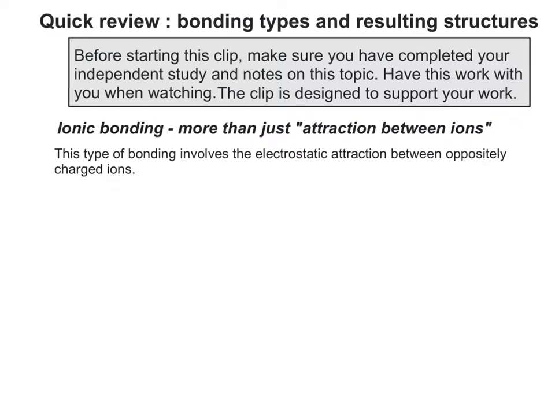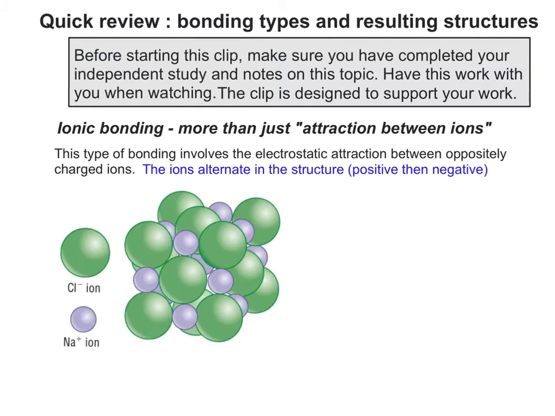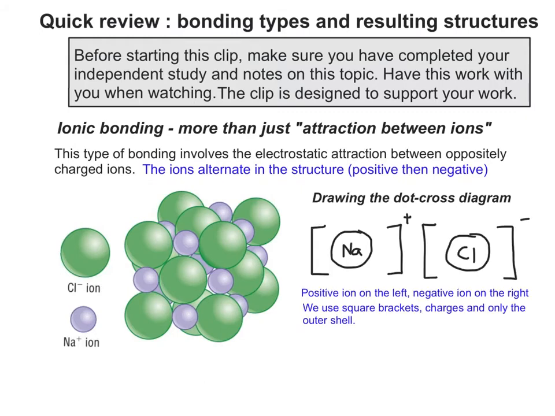So ionic bonding needs to include the description electrostatic attraction between oppositely charged ions. So as you can see from the picture, the ions alternate in the structure, positive then negative. So when you draw the dot-cross diagram for an ionic compound, we generally draw the positive ion on the left and the negative ion on the right. We also use square brackets, charges outside the square brackets, and only the outer shell in each ion's case.